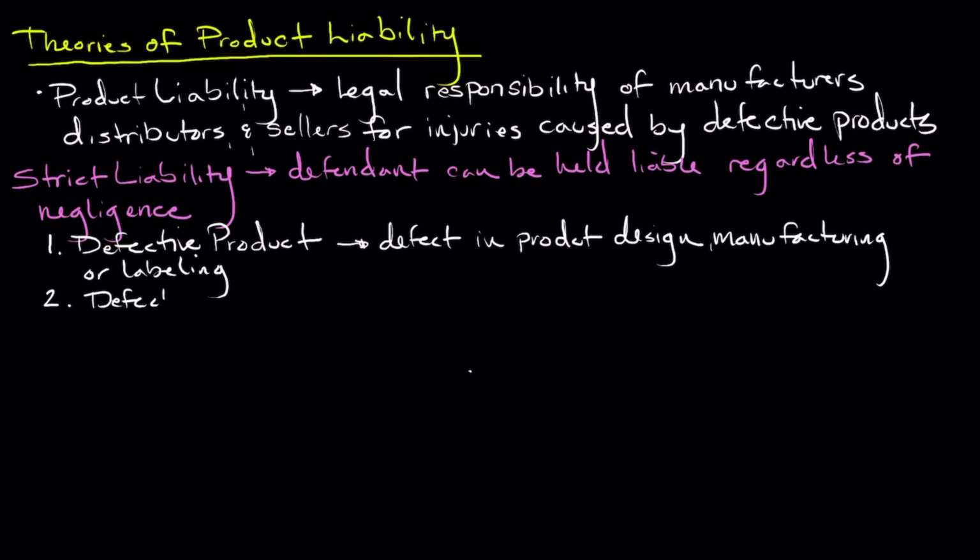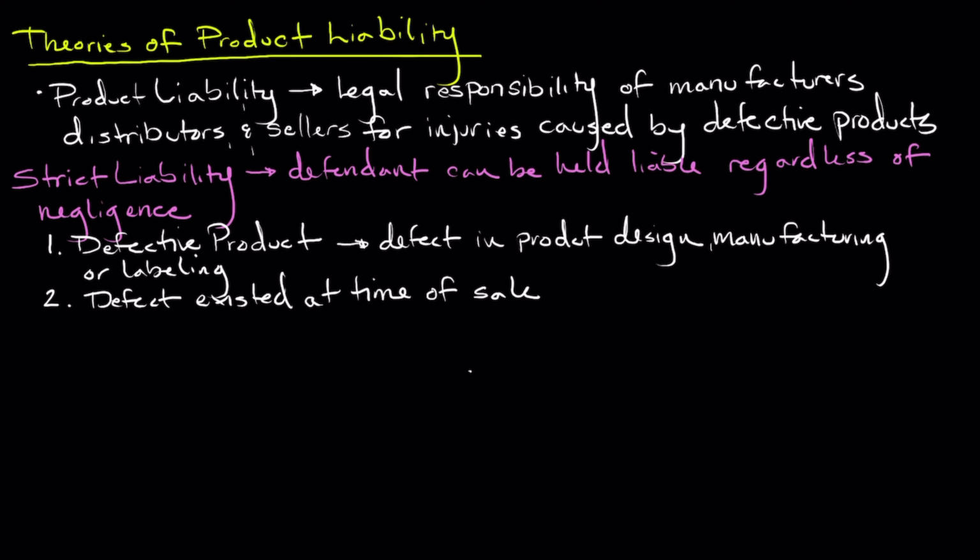The second thing that needs to exist is that the defect had to exist at the time of the sale. So in these types of cases, the plaintiff will have to prove that the defect existed when the product left the defendant's control and didn't subsequently occur after that. This means that the product was already defective when it was sold or distributed in that manner to the consumer.